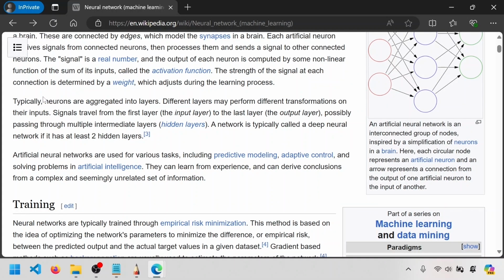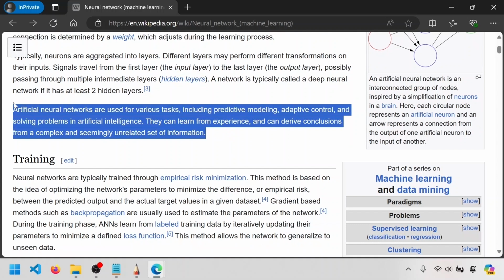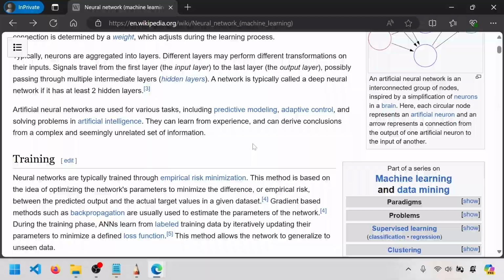So normally the neurons are aggregated into layers, which I mentioned. And there can be any number of hidden layers. It is used for solving the problems which we mentioned, pattern-based problems.